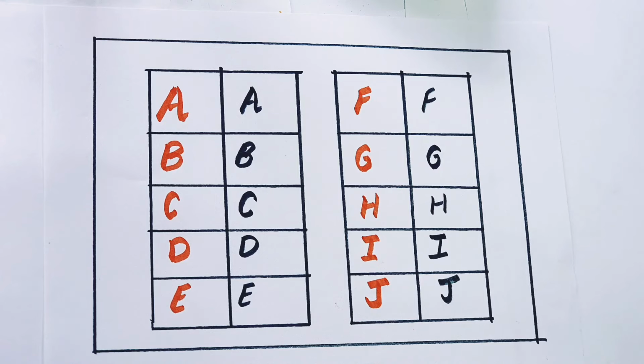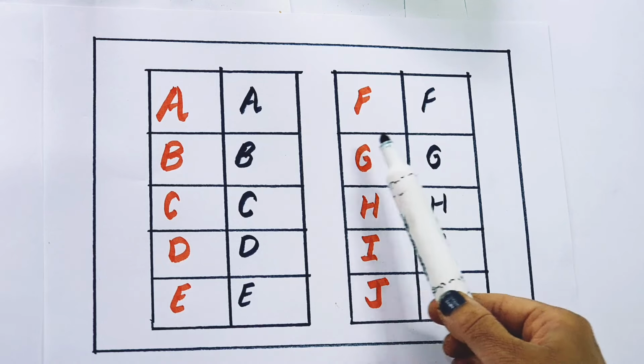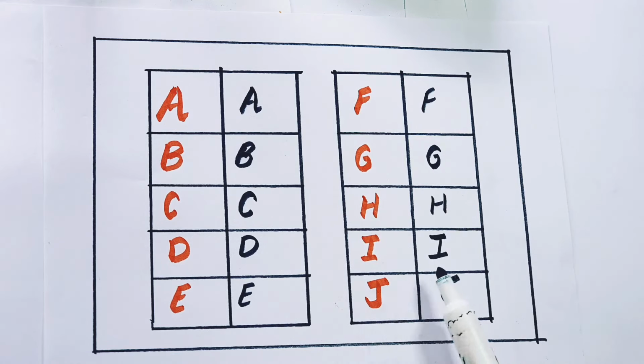So kids, what we learn today? We learn A, B, C, D, E, F, G, H, I, J.